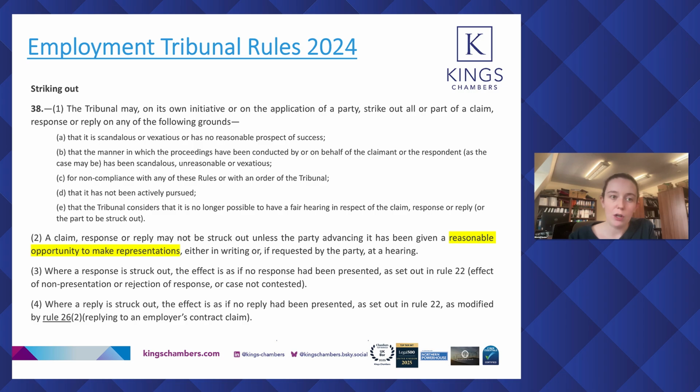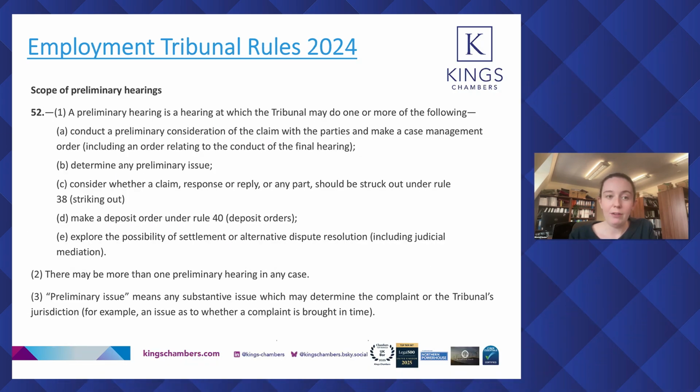Oftentimes when we think about the rules of striking out, people go to Rule 38 and stay there, but I think that's a mistake, because while we often consider or occasionally consider strikeout applications in the context of a final hearing, that is fairly unusual, and most of the time strikeout applications are considered at a preliminary stage. And so the best thing I think to do is to go to the rules on preliminary hearings, which start at Rule 52. Rule 52.1 is really helpful and I think probably underrated because it talks about all of the different things that can happen at a preliminary hearing.